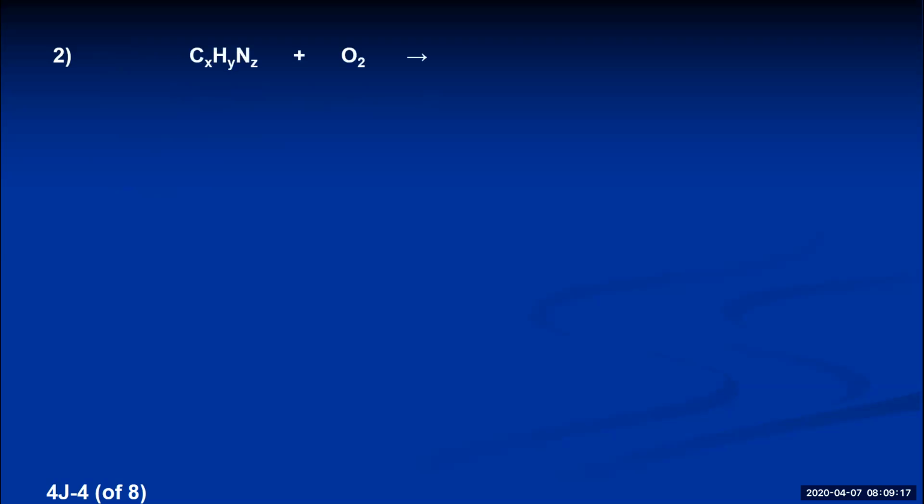So in problem number 2, just like number 1, we have raw data for the combustion of an unknown compound, although this compound contains 3 elements now, carbon, hydrogen, and nitrogen. Oxygen will combine with carbon to form CO2. It'll combine with hydrogen to form H2O, and there's going to have to be a third product in this reaction, but they just didn't give us any numerical data about it.